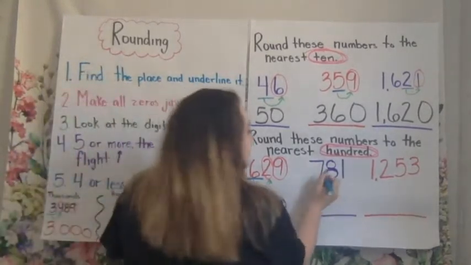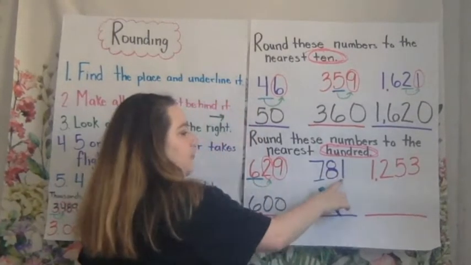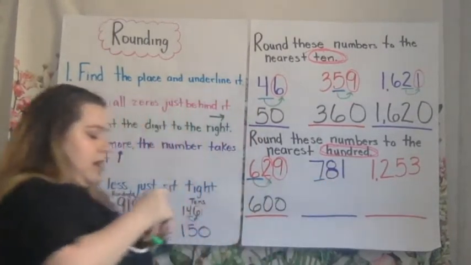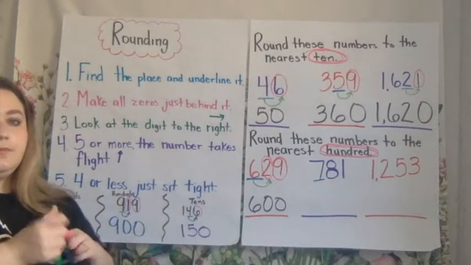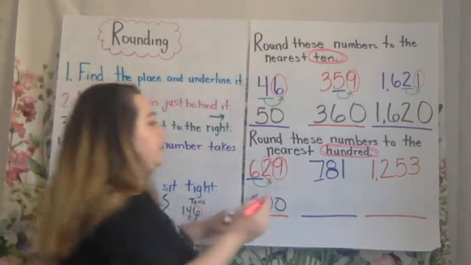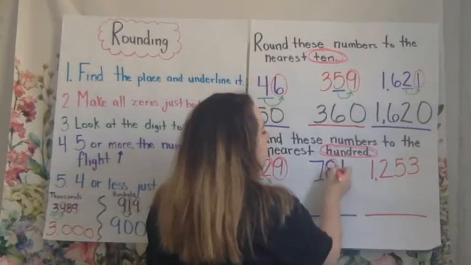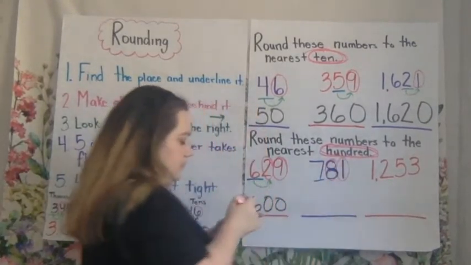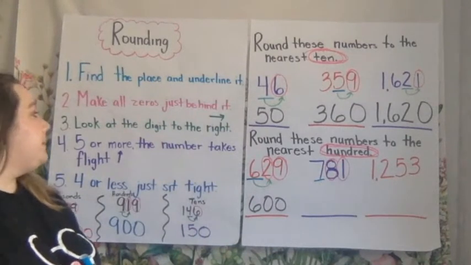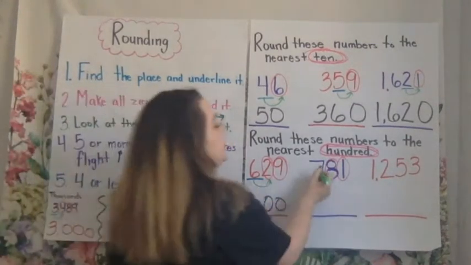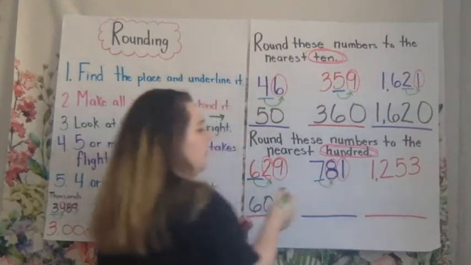7, correct. 7 is in the hundreds place. Ones, tens, hundreds. All right, what do I do next? I make all the numbers behind it a 0. Good. What's next? I look at the digit to the right.